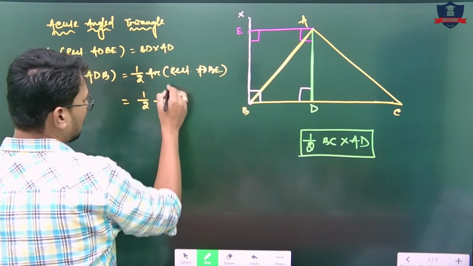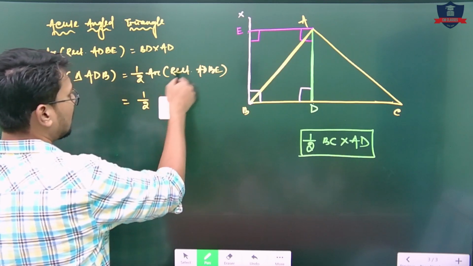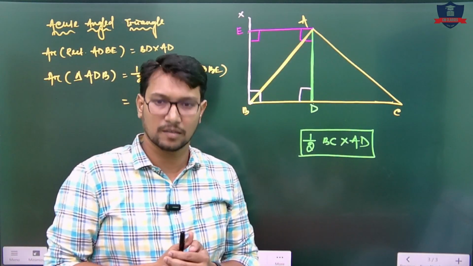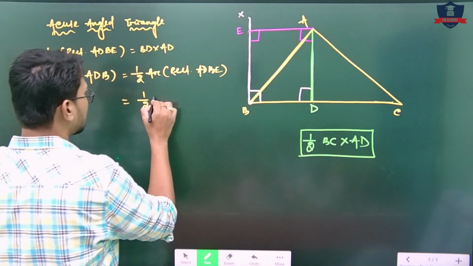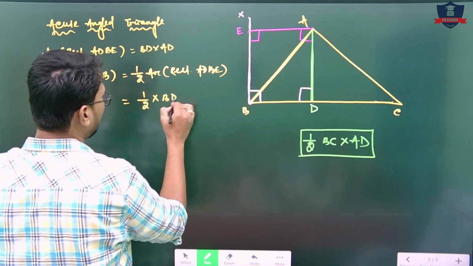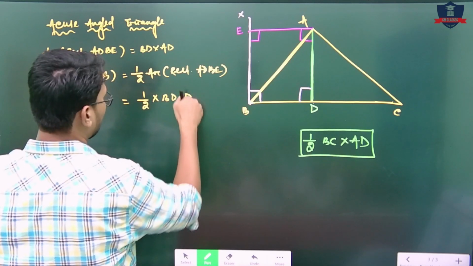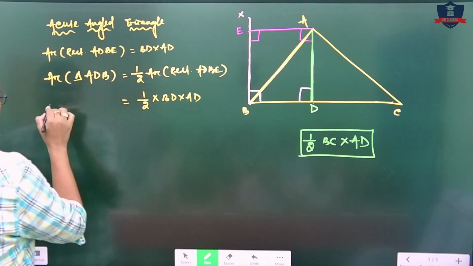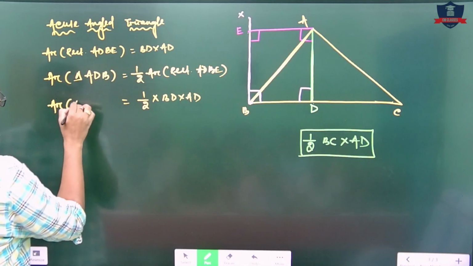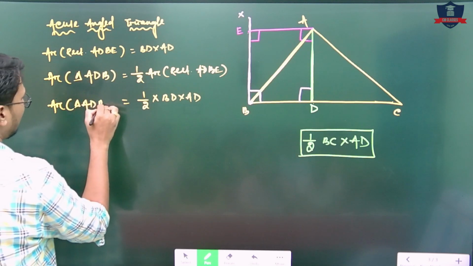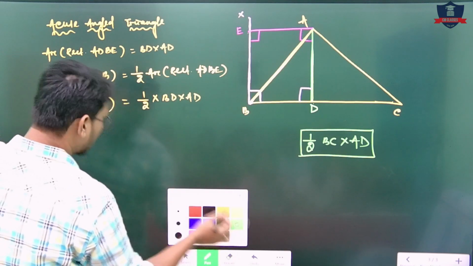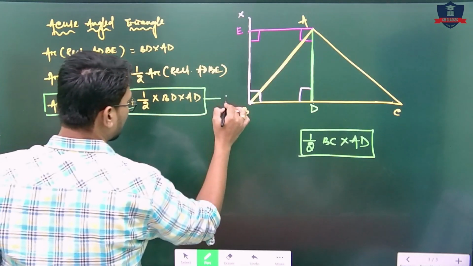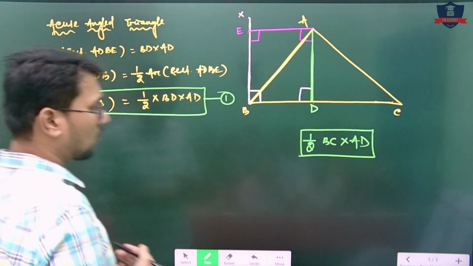So half into area of ADBE is how much? Louder. What is half into BD into AD? It is the area of which triangle? Triangle ADB. Got it, everyone? Yes or no? This is equation number one.